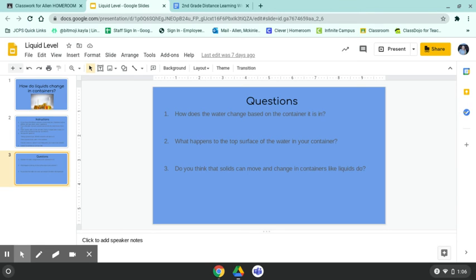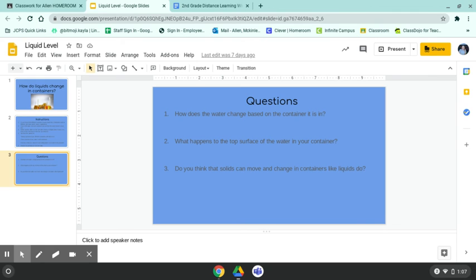Number 3, do you think that solids can move and change in containers like liquids do? When you look at your liquids in the containers and the cups, you know that they move around and change in there, and they move when you move the bottle or the cup. If you have a bottle or a cup and you move it, your liquid's going to move around with it.